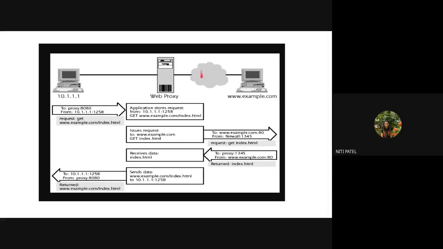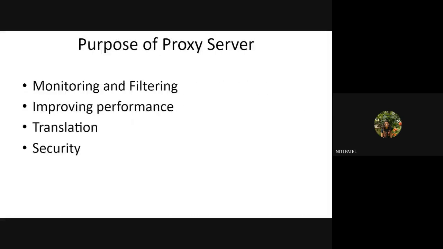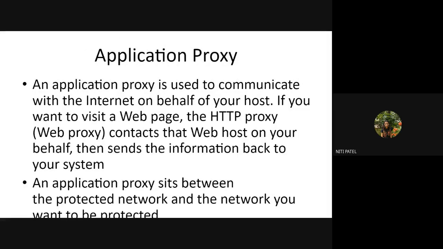But in case there is any kind of attack over here also, the attacker will never come to know who the client was from where the data was transmitted, because your proxy server is changing the IP address of the client and then forwarding the request. So security is also provided by your proxy server. So the 4 functions, that is monitoring and filtering, improving the performance, doing the data conversion, that is translation, and the security, are all provided by your proxy server, which sits between the client and the real server. Okay, is this understood?